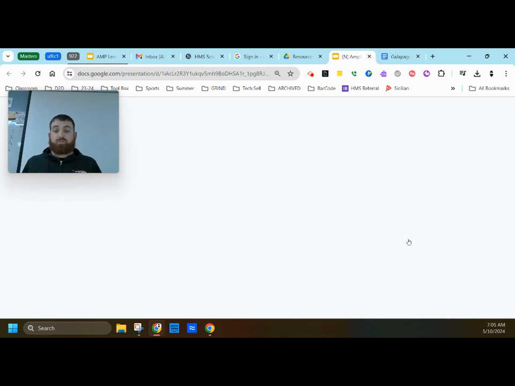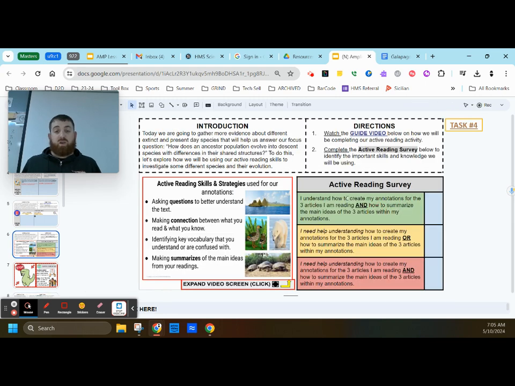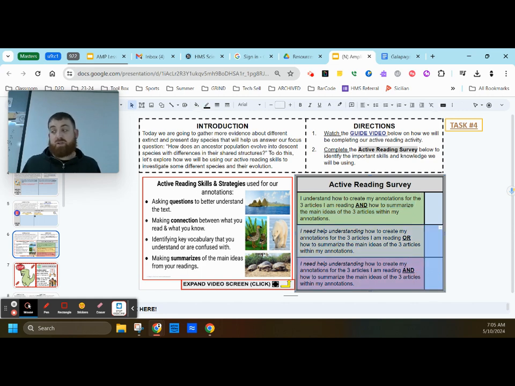So take a second, answer the survey question. Do you understand how to create your annotations for the 3 articles you're reading? Do you understand how to summarize the main ideas from the article within the annotations? Go ahead and take a second, put your X where you fall. Reach out if you put your X in the yellow or red sections, and good luck.